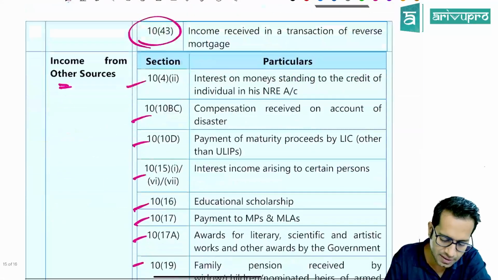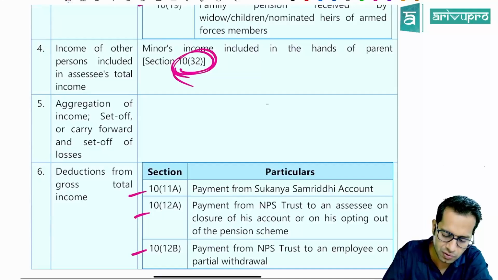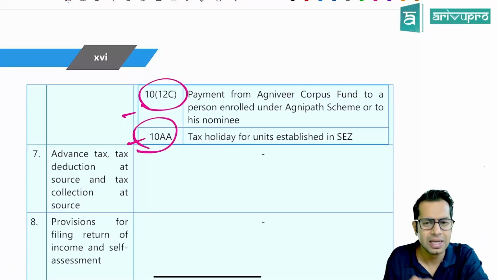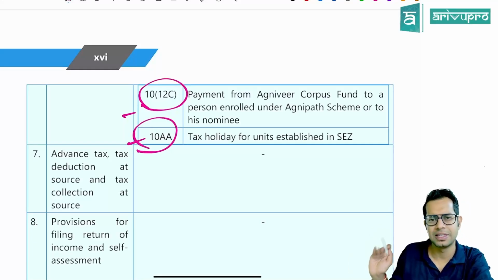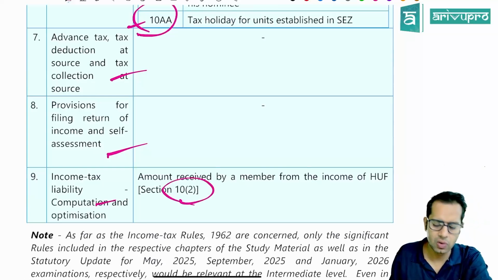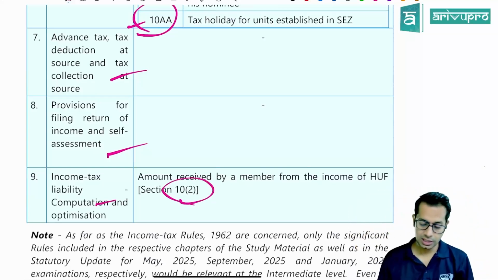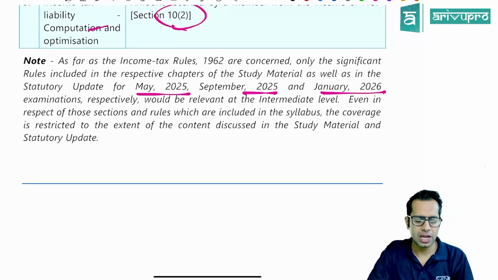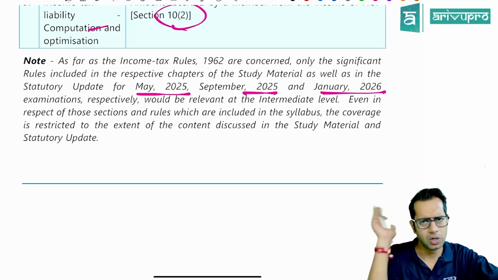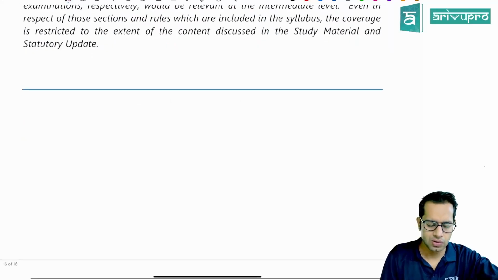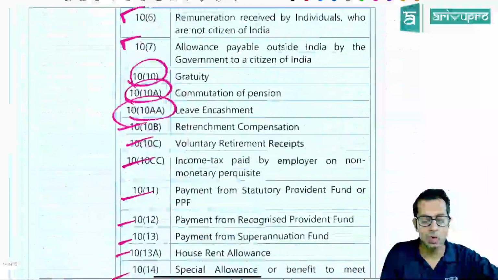As simple as that. They have just given a summary of all the exemptions, because all the sections starting from section 10 are nothing but exemptions. They have included them as a part of your respective chapters. Now, to whom is this applicable? This update is applicable for the May 25 examination, September 25 examination, and January 26 examination, and of course all the going forward examinations. Whatever we have seen just now was with respect to your income tax, and they are applicable to all the respective examinations.